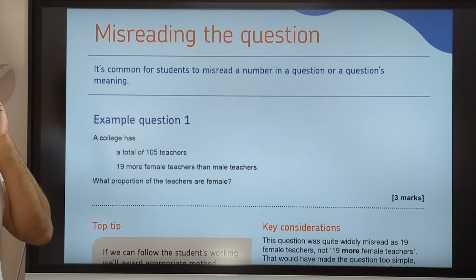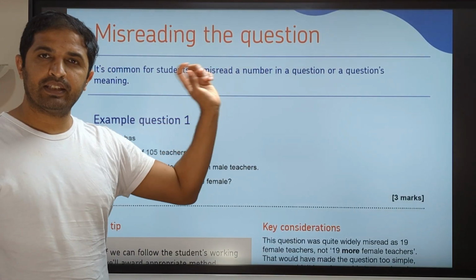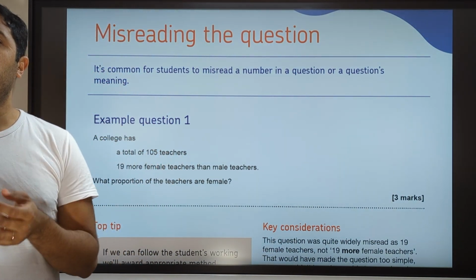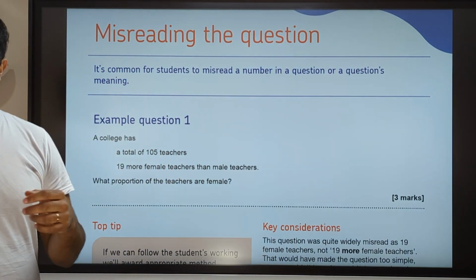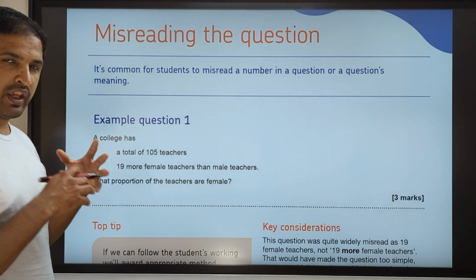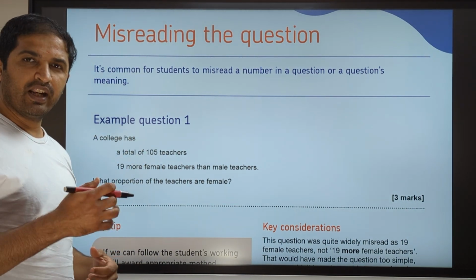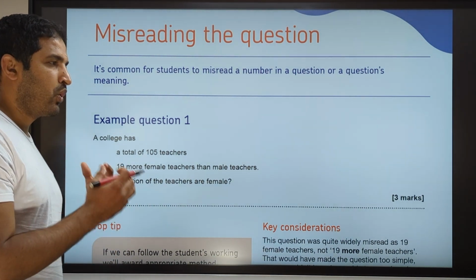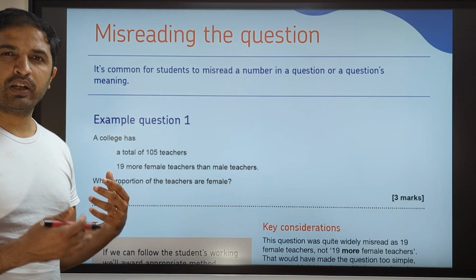Misreading the question is really common. This is the one you have to be really careful about. When you're reading the question, you can say bug the question. Bug means box the command words, what they are actually asking you to do, and underline the key information, the key things. Glance over the question every time you're trying to answer it.